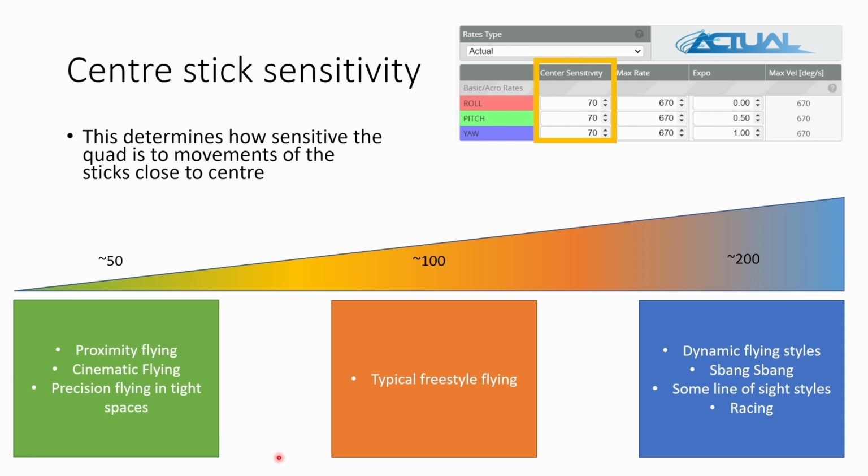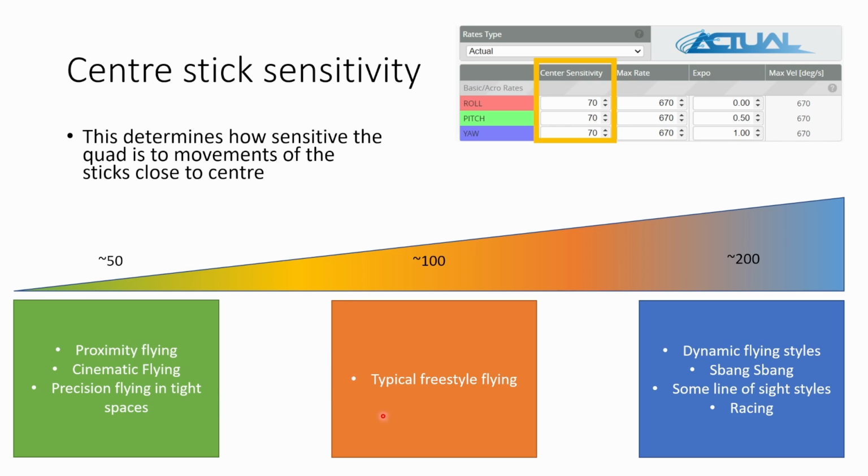Let's start with center stick sensitivity, and this determines how sensitive the quad is to movements of the sticks close to center. And so this is going to give you that precision when you're trying to fly through tight gaps and when you're trying to make precise movements where you're moving the stick very little and you're very, very close to that center position. I would say that a center sensitivity of 50 or even less is pretty good for proximity flying, very cinematic flying, and precision flying in really tight spaces.